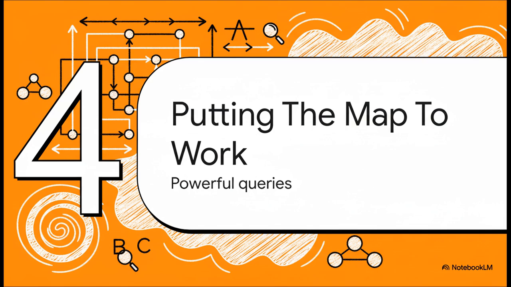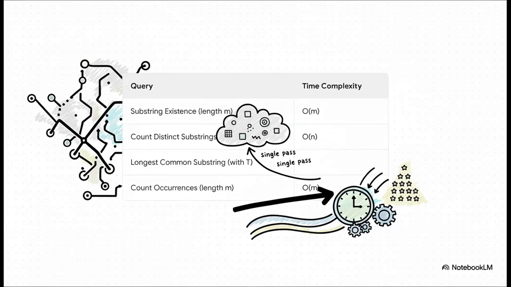This is where the suffix automaton really starts to blow your mind. And here is the payoff. Want to check if a pattern exists in your text? You just try to walk the path on the map. The time it takes is proportional to the length of the pattern, not the text. It's super fast. Counting every unique substring? Just one quick pass over the map. You can see the pattern here. Almost every classic string problem becomes blazingly fast.